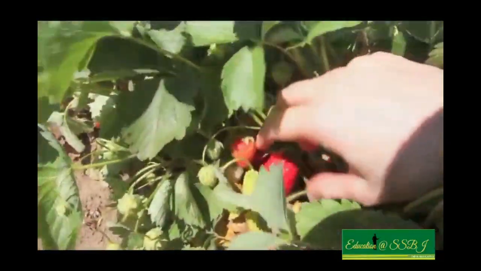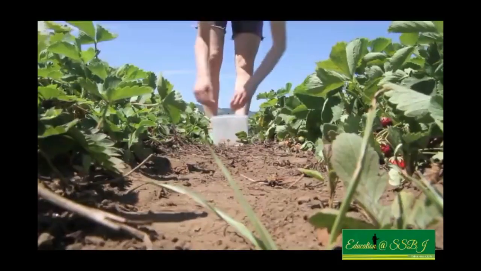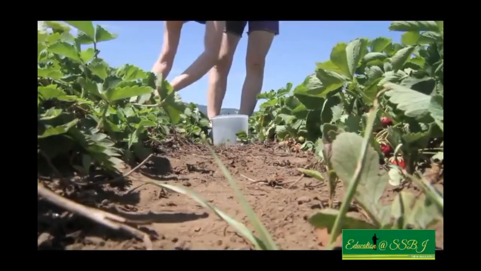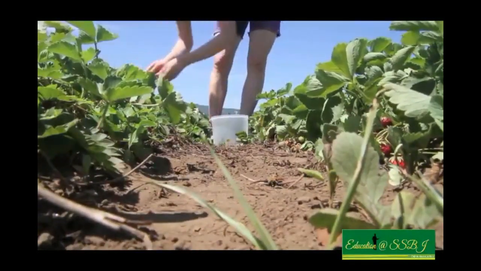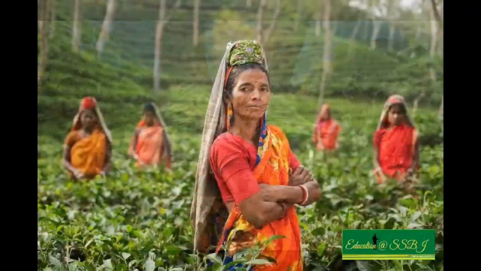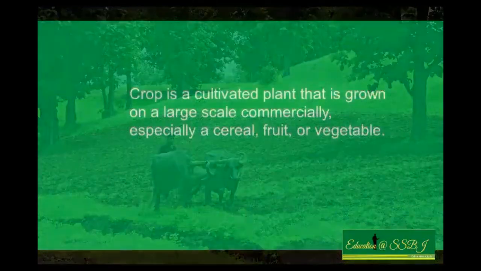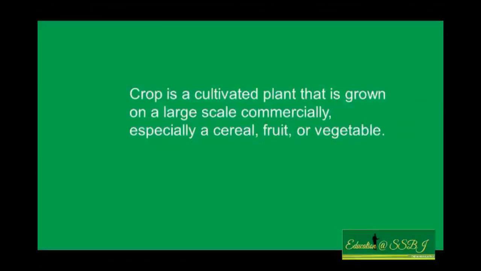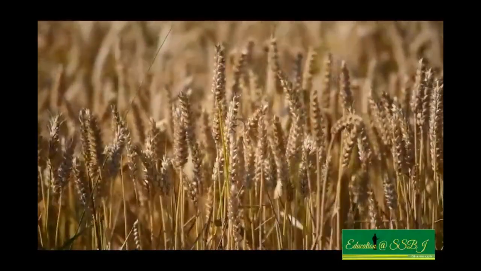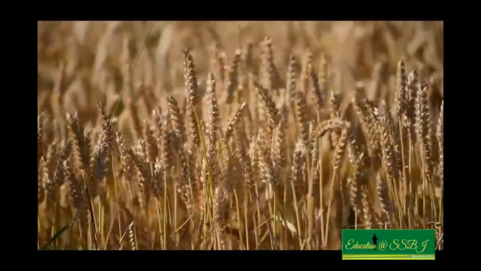To have proper supply of food to everyone, we need to cultivate food on a large scale. When plants of same kind are cultivated at one place on a large scale, it is called crop. For example, crop of wheat means that all the plants grown in the field are that of wheat.